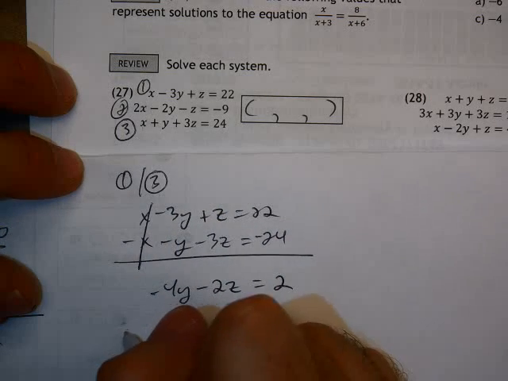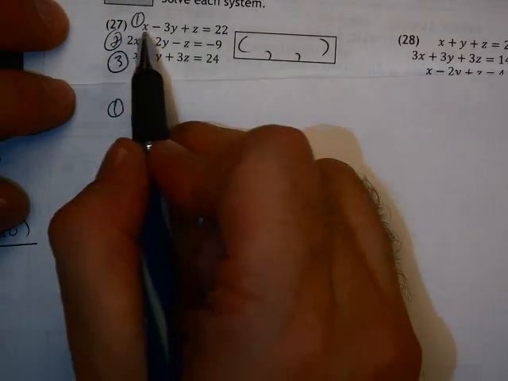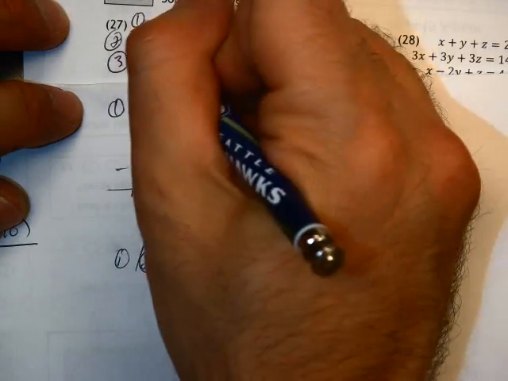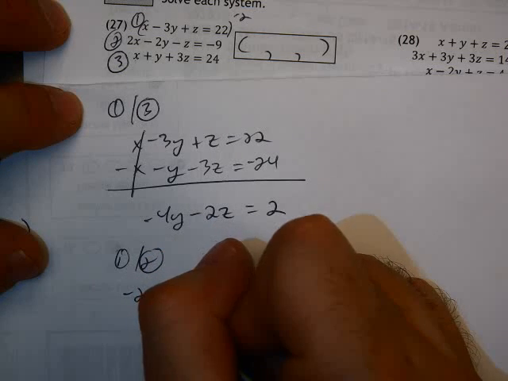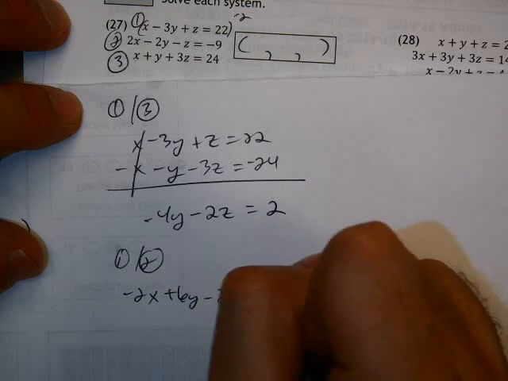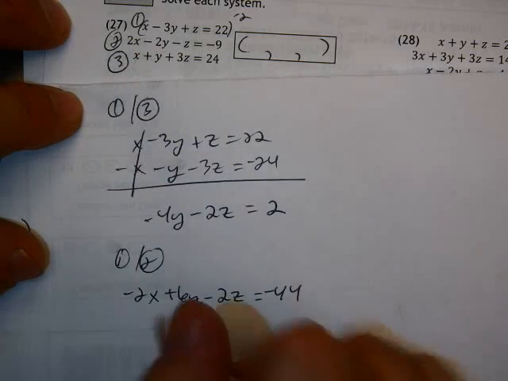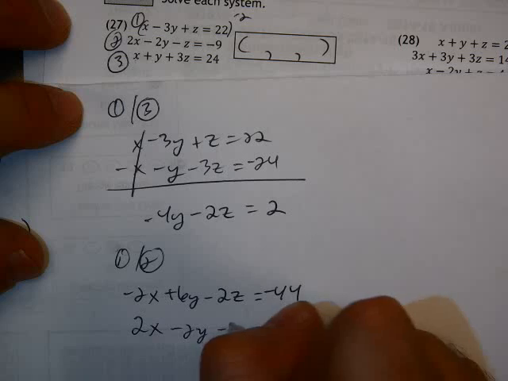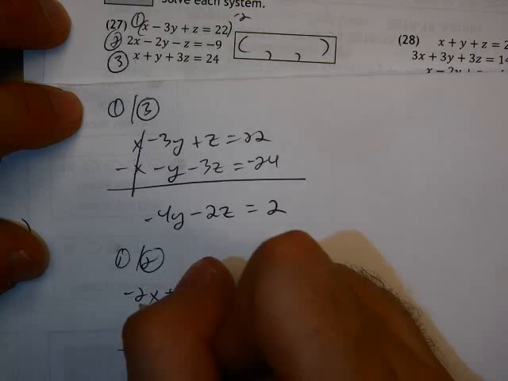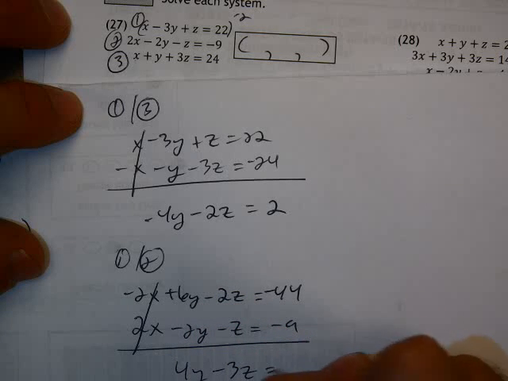And now for numbers 1 and 2, equation 1, I'm going to multiply this equation by negative 2. So this is all getting multiplied by negative 2. So it gives me negative 2x plus 6y minus 2z equals negative 44. Now equation 2 I'm going to keep the same because positive 2x now will cancel with that negative 2x. Minus 2y minus z equals negative 9. Now when I combine, I get 4y minus 3z equals negative 53.